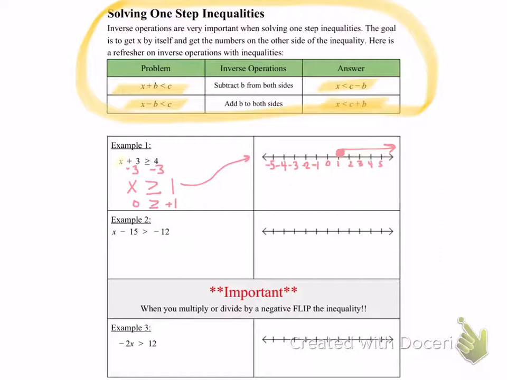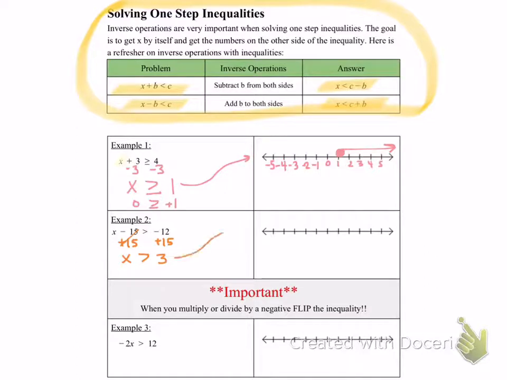We're going to do that same process. If I have x minus 15 and I want to get rid of it, I need to add on both sides. So plus 15 on both sides. So I've got x. My 15s cancel out. I've got my greater than sign. And I've got negative 12 plus 15, which is 3.